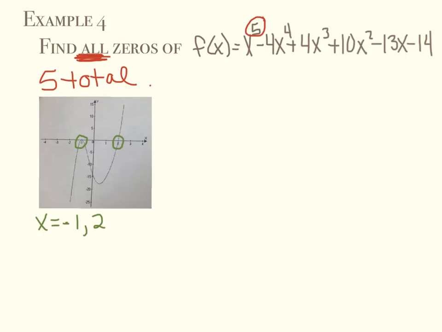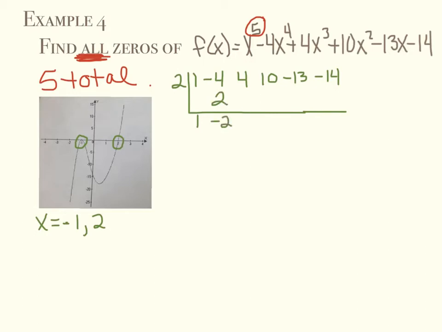And I'm going to do my synthetic division. We want to divide 2 into the polynomial, so we bring down the 1. Times 2 is 2, minus 4 is -2. Times 2 is -4, plus 4 is 0. Times 2 is 0, plus 10 is 10. Times 2 is 20, minus 13 is 7. Times 2 is 14. Minus 14 is 0.